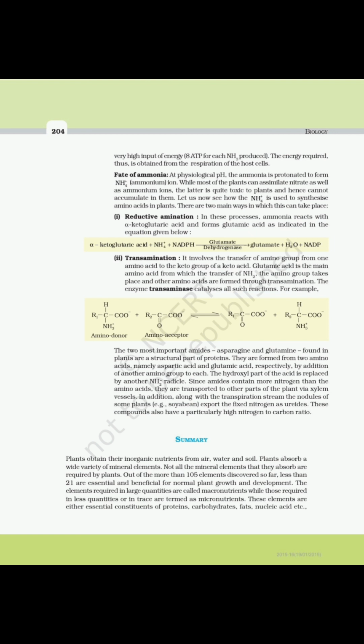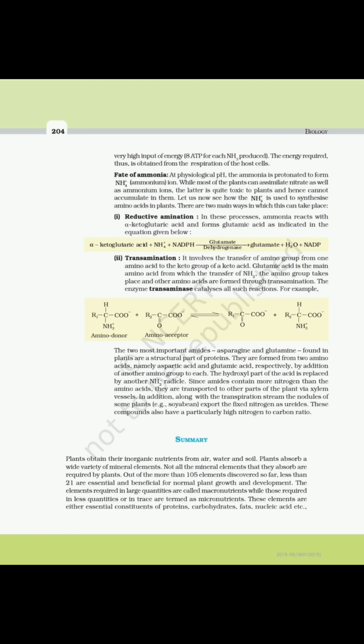Reductive amination. In this process, ammonia reacts with alpha-ketoglutaric acid and forms glutamic acid as indicated in the equation given below. Alpha-ketoglutaric acid + NH4+ + NADPH, in the presence of glutamate dehydrogenase, makes glutamate + H2O + NADP. Transamination. It involves the transfer of amino group from one amino acid to the keto group of a keto acid. Glutamic acid is the main amino acid from which the transfer of NH2, the amino group, takes place, and other amino acids are formed through transamination. The enzyme transaminase catalyzes all such reactions.